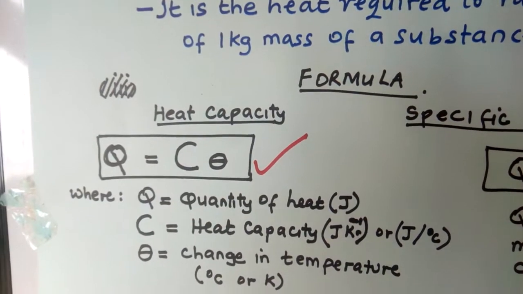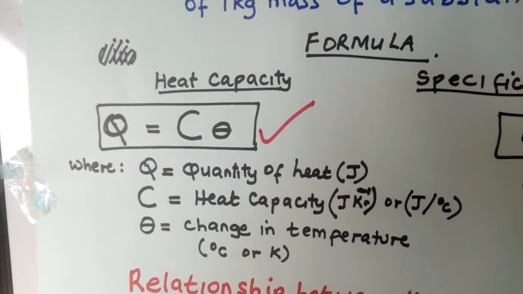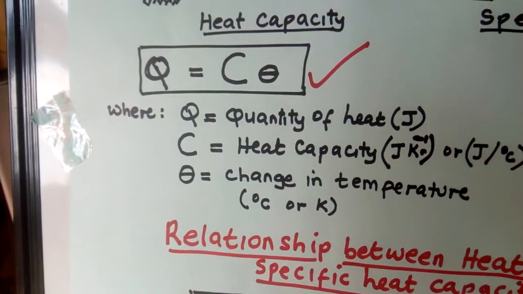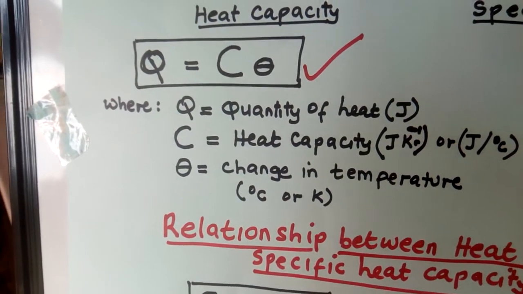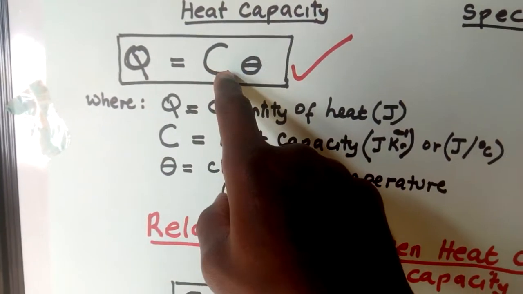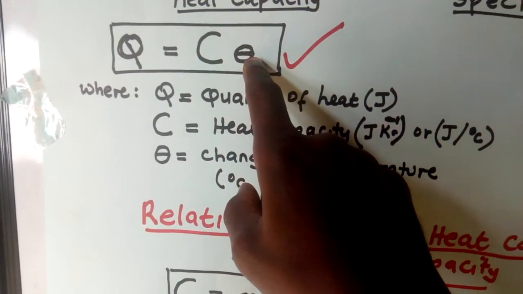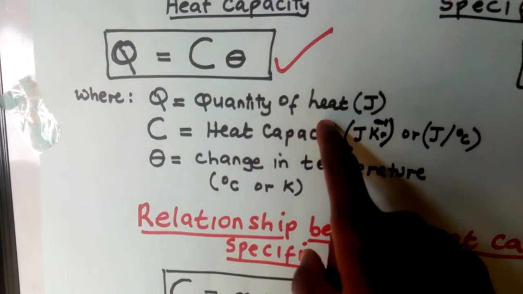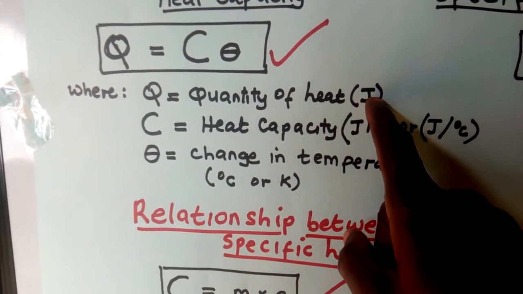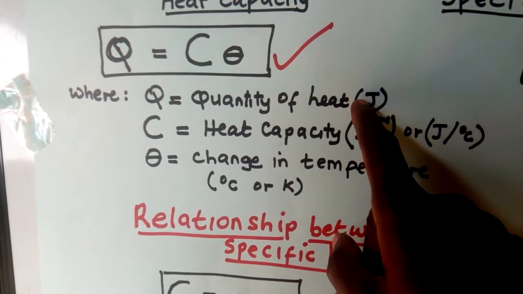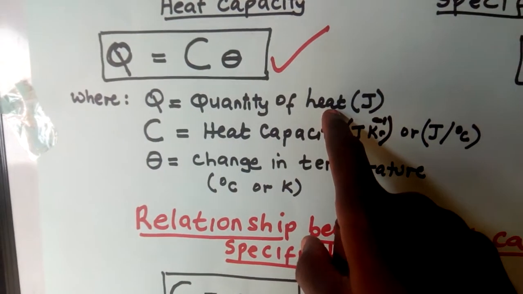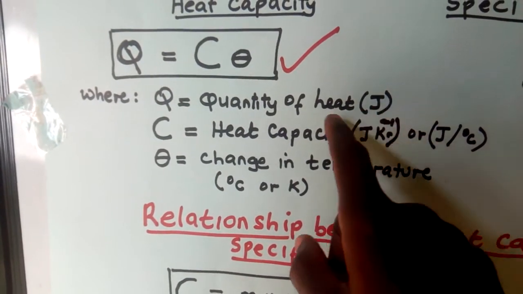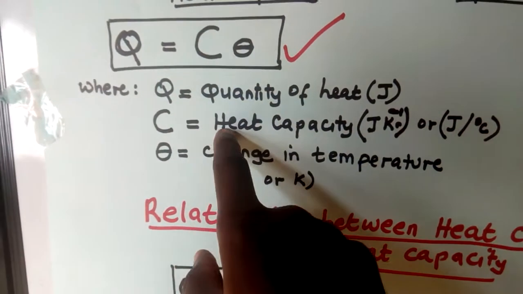Now, we have different ways of calculating heat capacity and specific capacity. Let's look at them. On the side of heat capacity, the formula is Q is equal to capital C times theta. Now, Q means the quantity of heat. The SI unit of heat is joules, capital J. Why? Because heat is energy. The SI unit of energy is what? Joules. Heat energy, joules. Then capital C means heat capacity.